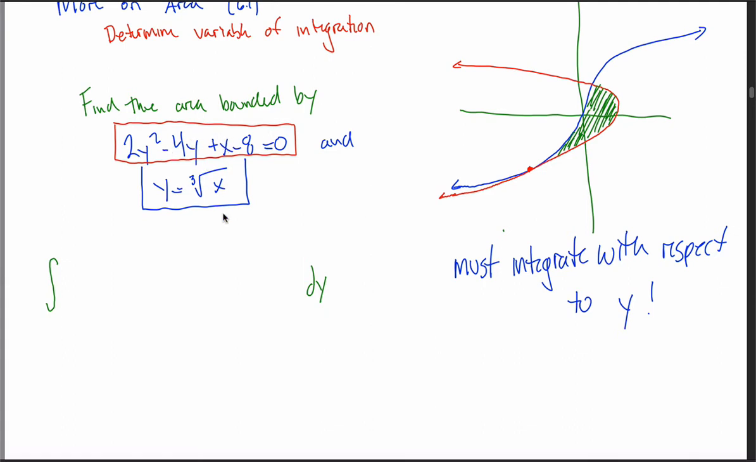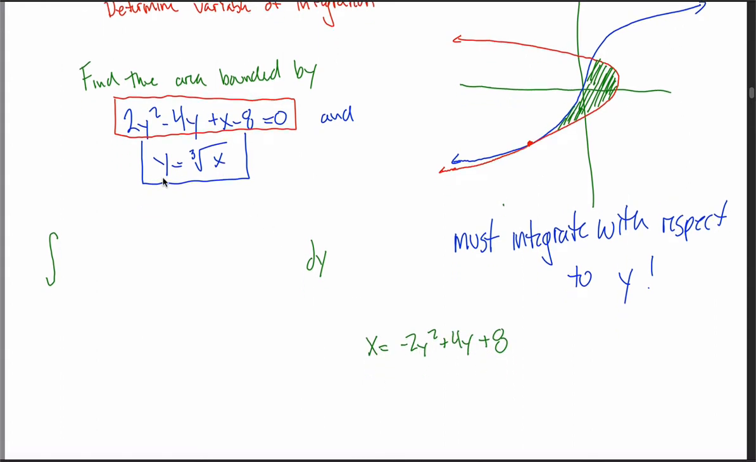So I solve this equation for x. That's easy enough. I could add the 8, add the 4y, and subtract the 2y squared from both sides of the equation. And that would give me x equals negative 2y squared plus 4y plus 8. And then to solve this equation for x, I'd have to cube both sides of the equation. And I would get that x is equal to y cubed.